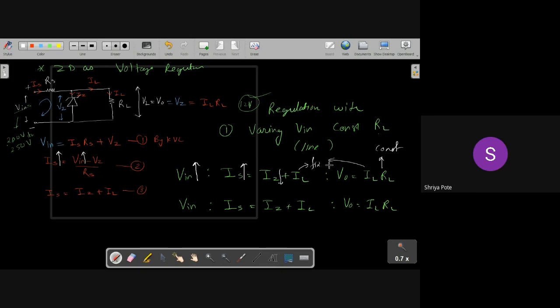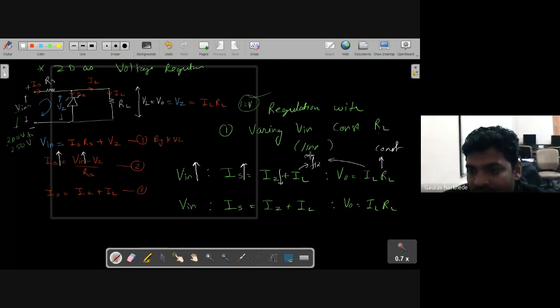RL कैसा है? Constant है। So ये भी constant है, फिक्स मतलब constant ना। सो ये भी constant है, ये भी constant है, so V0 will be constant. समझ में आ रहा है? So V0 will be constant. समझ में आया? तो voltage increase हुआ, फिर भी हमें output constant मिल रहा है mathematically. Is it correct?